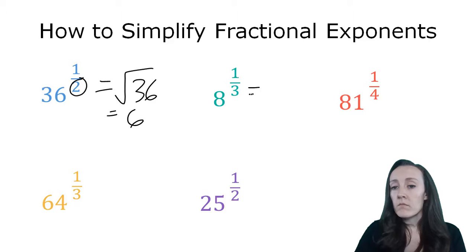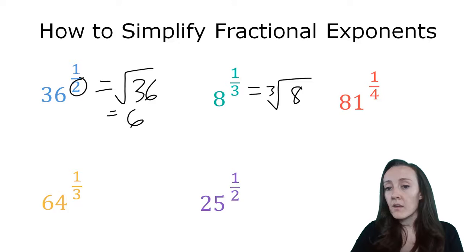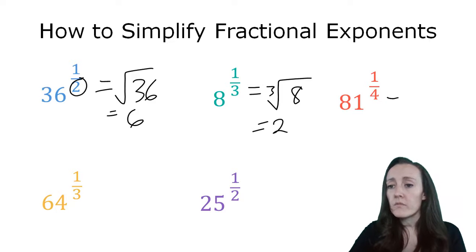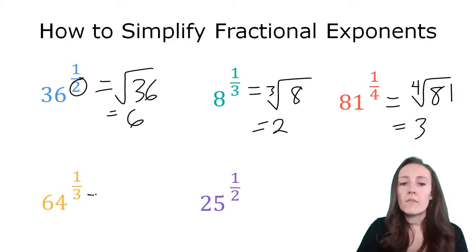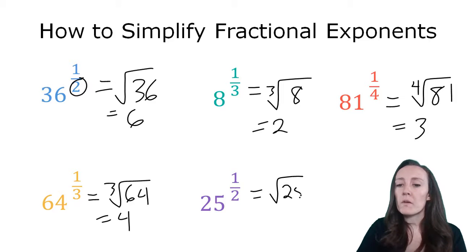If you do this one, you have a denominator of 3, which means you're going to do the cube root of 8, which equals 2, because 2 times itself 3 times equals 8. On this one, you would do the fourth root of 81, which would equal 3, because 3 times itself 4 times equals 81. And on this one, you do the cube root of 64, which would equal 4, because 4 times itself 3 times equals 64. And on this one, you do the square root of 25, which would equal 5.